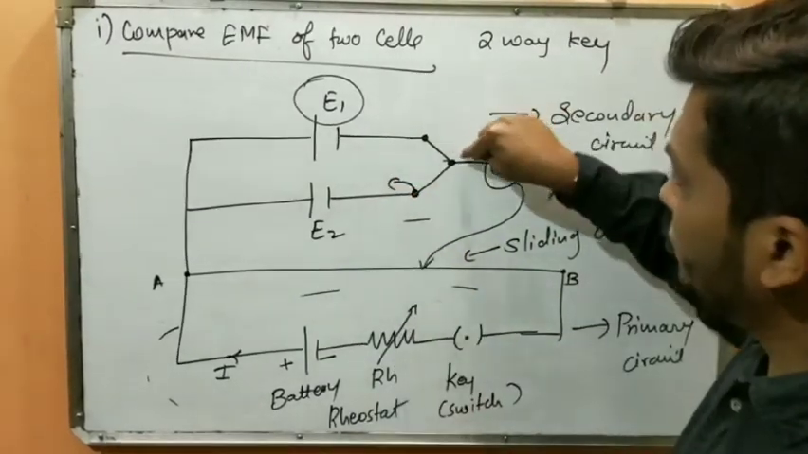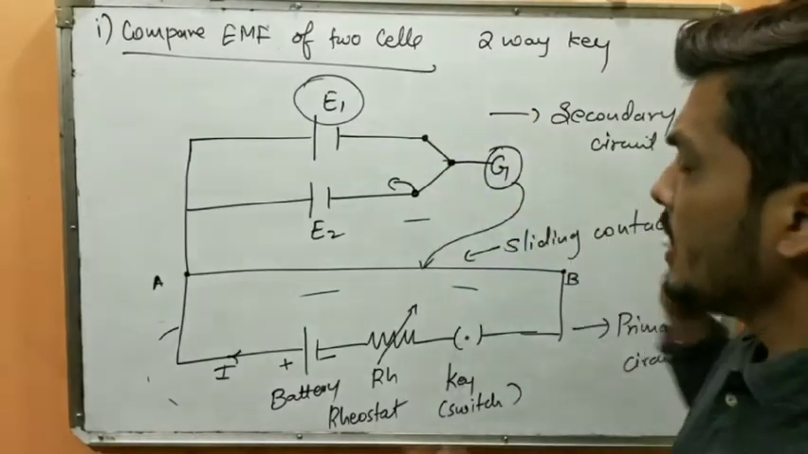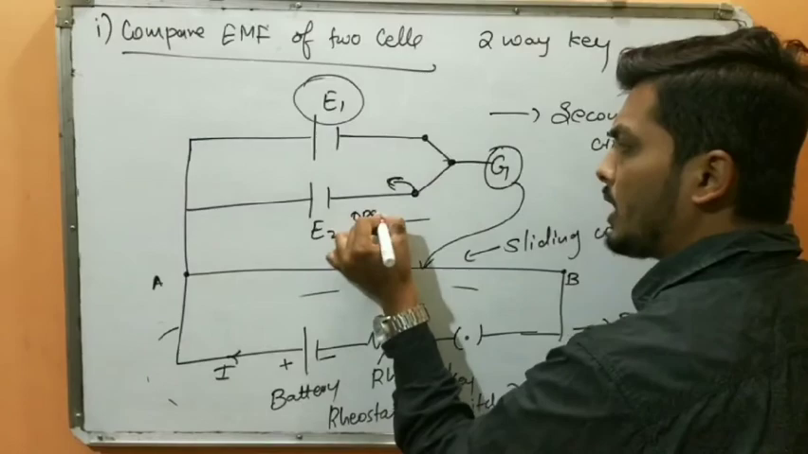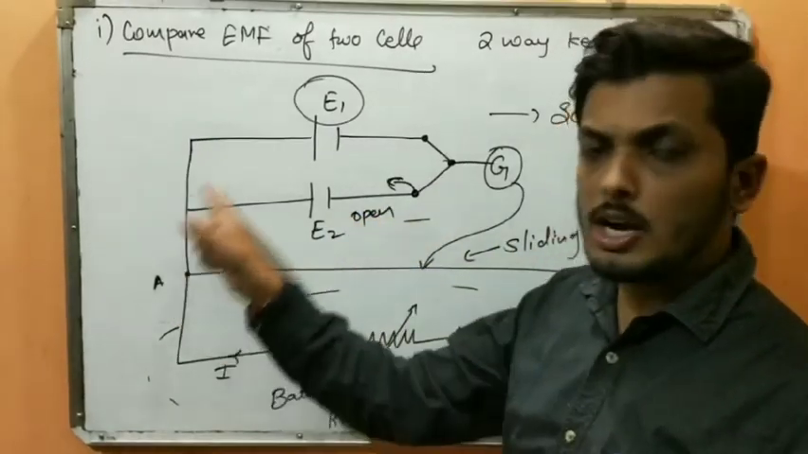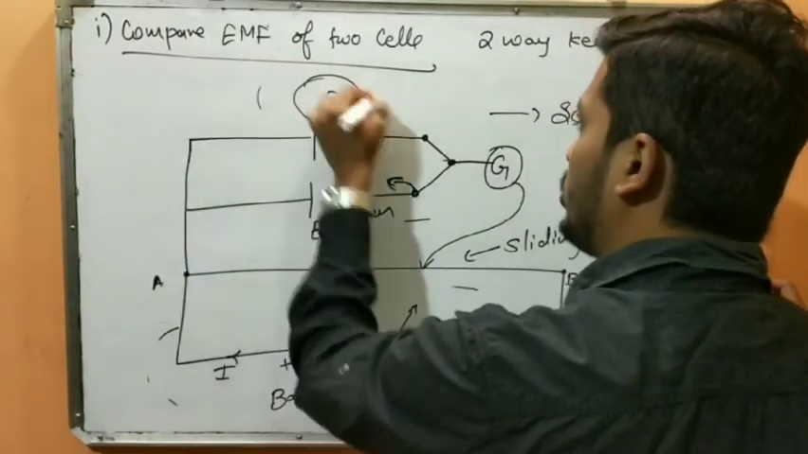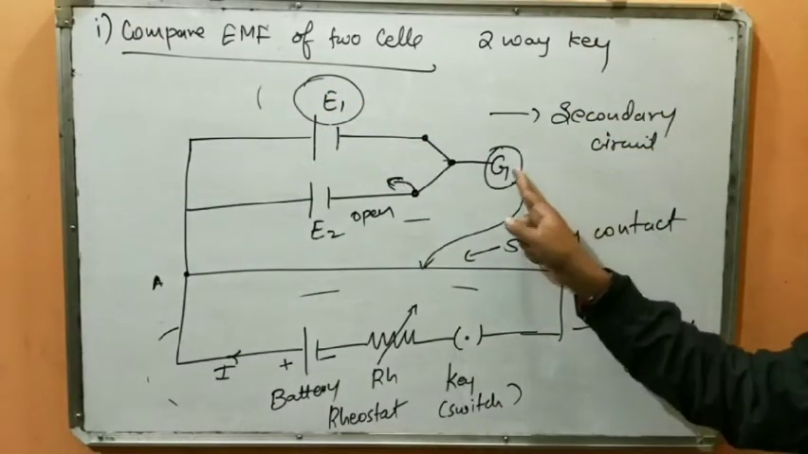See here, it has three switches. I will open this key so that this circuit becomes open, and whenever there is an open circuit, no current will flow through this part. Whatever current is flowing will flow only through this cell. As a result, the galvanometer will deflect.